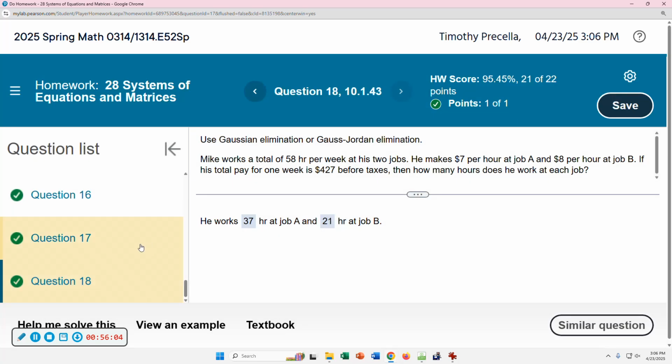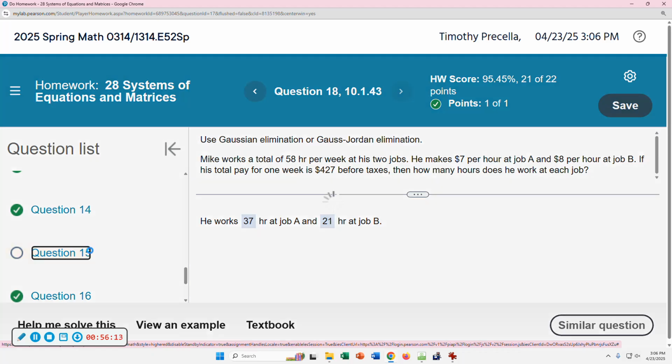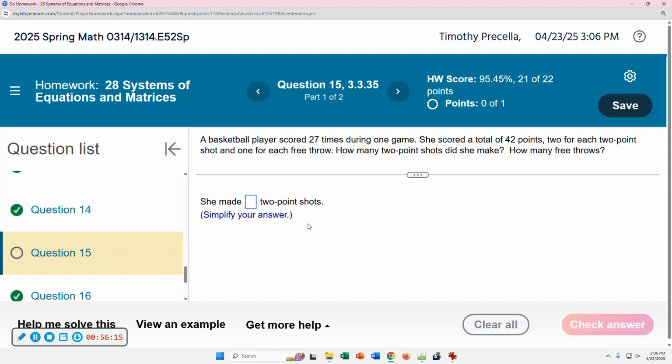Okay, and there's still one we haven't done. Go back to the 15. It follows the same pattern. It's just the wording, the way I have to say this, okay? A basketball player scored 27 times during one game. She scored a total of 42 points, 2 points for each 2-point shot, and 1 point for each free throw.